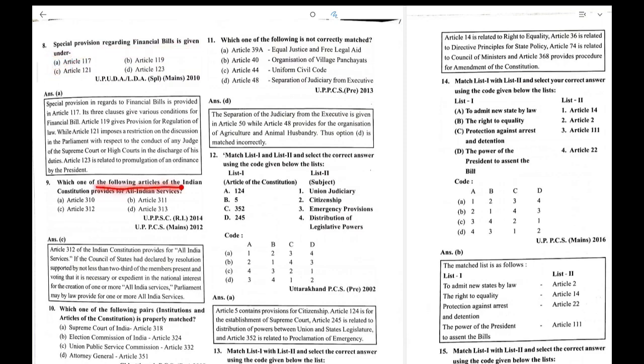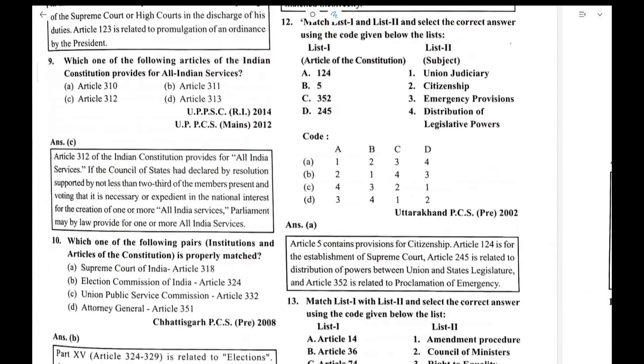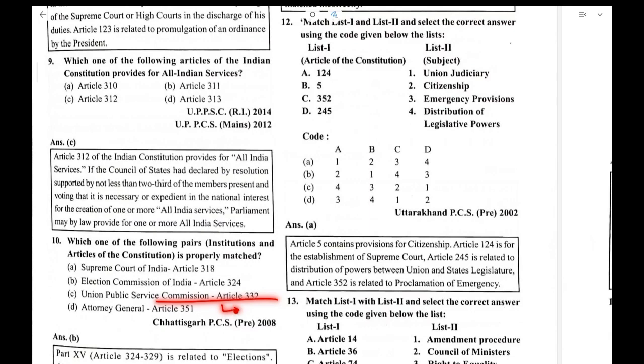Which of the following articles provides for the all India services? Article 312 provides for the all India services. The all India services are under the central government. Which of the following pairs, institution and article, is properly matched? Supreme Court of India, this is wrong, it is mentioned in article 124. Election Commission, this is rightly mentioned, it is mentioned in article 324. UPSC is mentioned in 315 and Attorney General is mentioned in article 76. So keep this in mind.